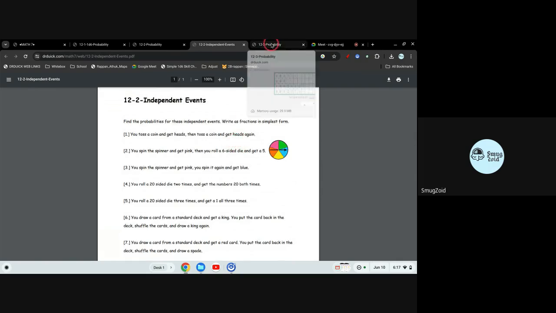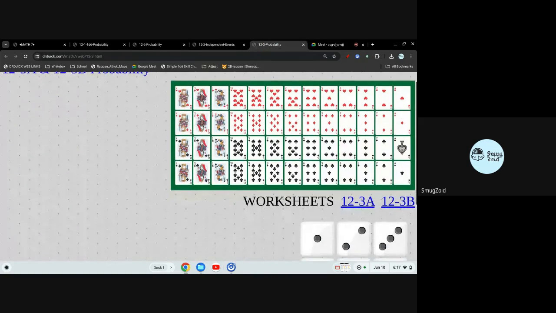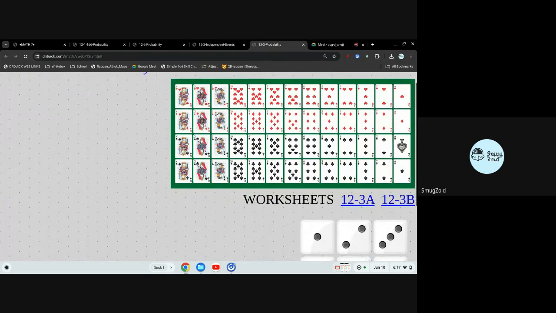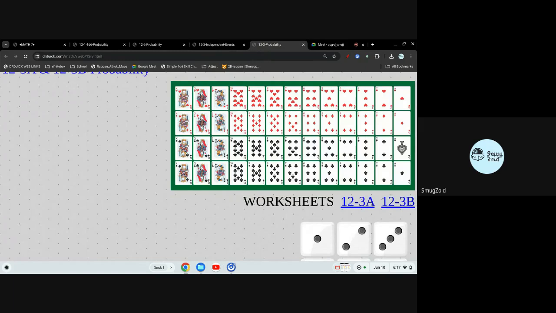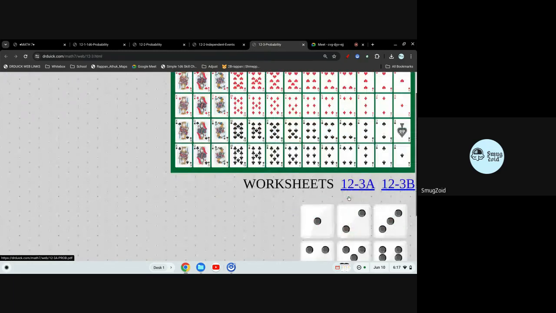The last thing we want to talk about is this level of probability. And this is where it may come up in your daily lives. I say this jokingly. You have a deck of cards, and obviously you have a 6-sided die down here, but let's look at this deck of cards concept.